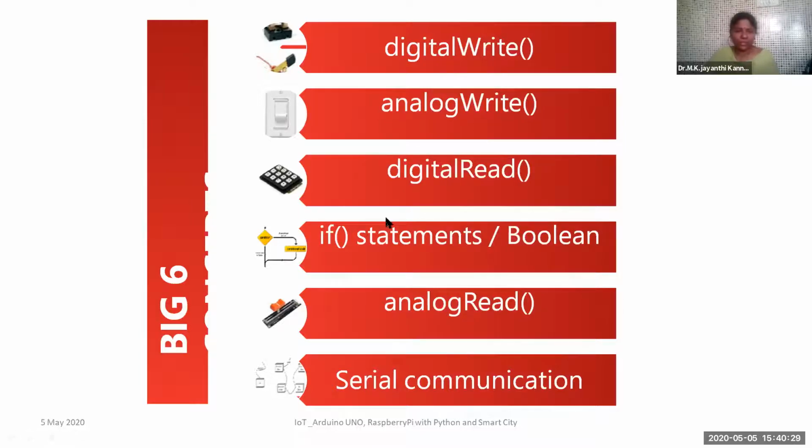The fourth one is if statements and Boolean statements. We can make use of simple if statements, simple if else statements, or nested if then else statements, and we can make use of Boolean functions also, which return a true or false value. And we have the analogRead function, which is used to read the analog signals, and serial communication can also be performed. So these are the various functions or methods which we can make use of in the Arduino UNO board.